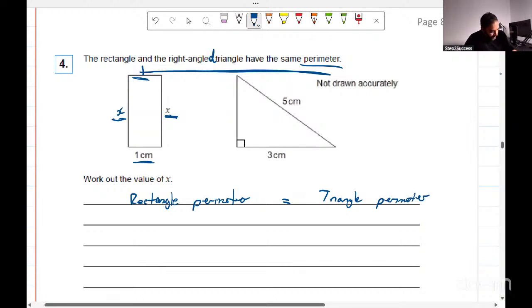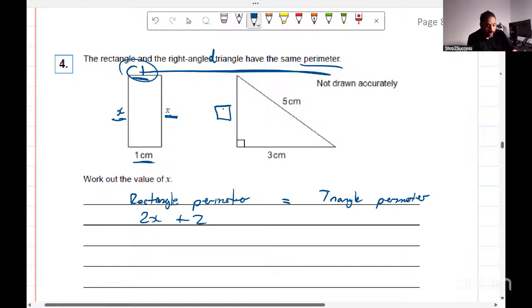The rectangle perimeter is x, add 1, add 1. That is 2x, add 2. Okay, now all we need is the triangle perimeter. I have a problem. I don't know the triangle's perimeter because I don't know how long this side is. And I can't call it x or whatever because that's not necessarily the same as that.